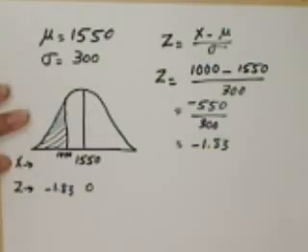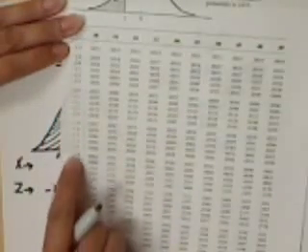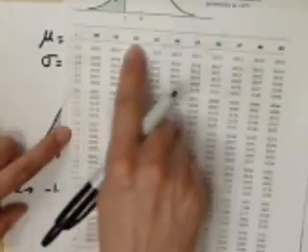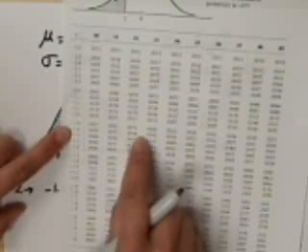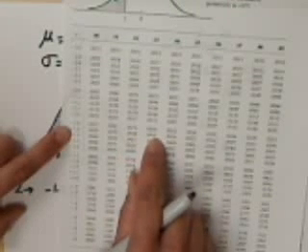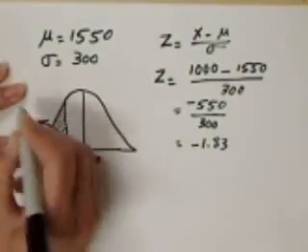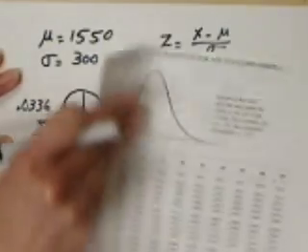Now we need to go to the normal distribution table. On the z-axis, we find 1.8. And then we go across the top to find 0.03. At the intersection, you're going to see 0.0336. Now let's understand this table.